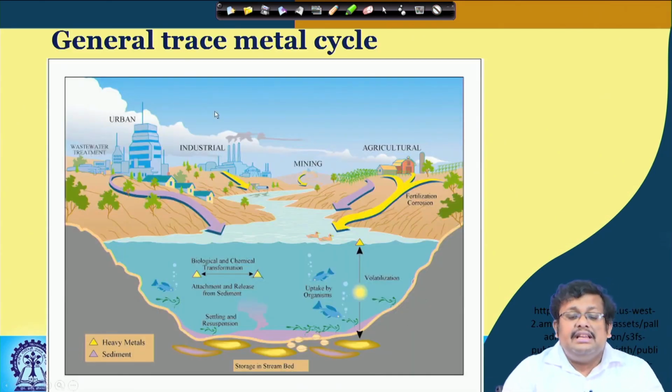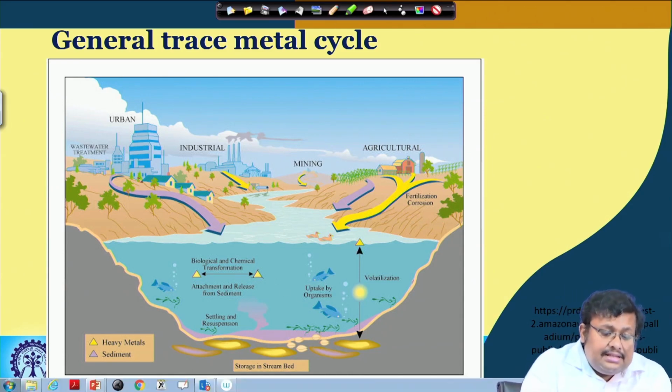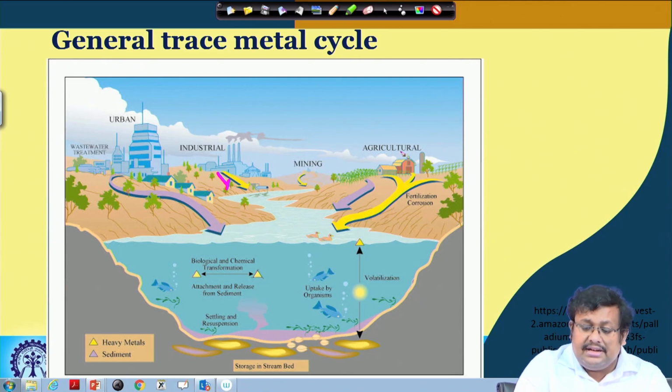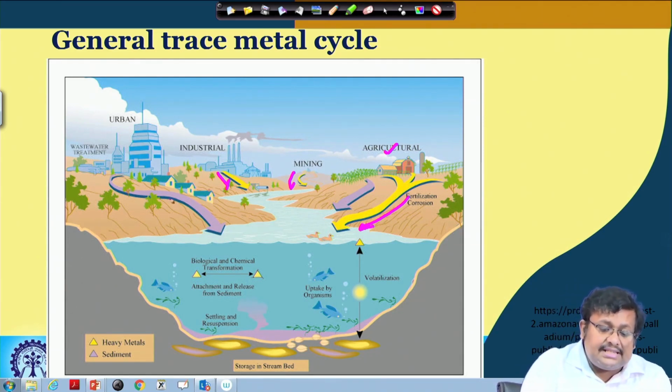So, if you see the general metal cycle, obviously due to industrial processes, you can see the heavy metals moving. The yellow shade basically shows the heavy metals coming from different industrial processes, different agricultural processes, fertilizer, corrosion, as you can see, and ultimately reaching different water bodies, and also from mining industries. Okay. Also, sediment is coming from different urban lands and agricultural lands due to runoff, and ultimately reaching the water body.